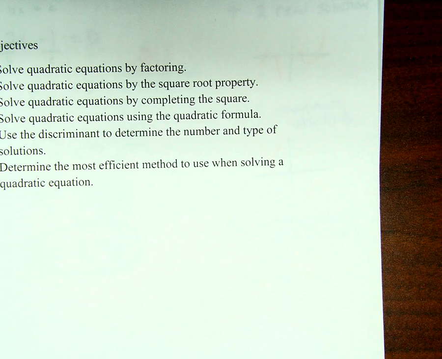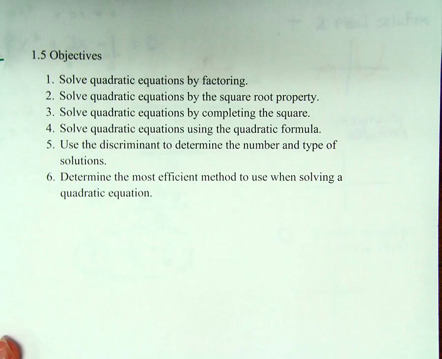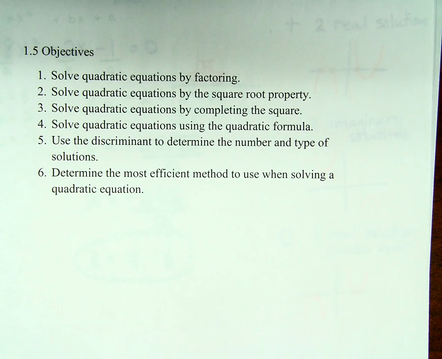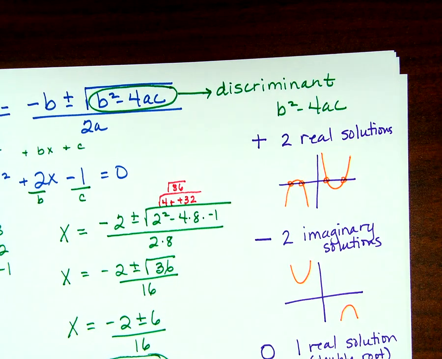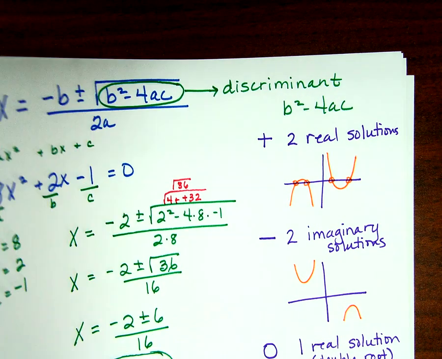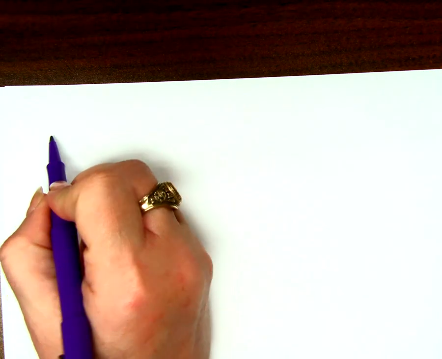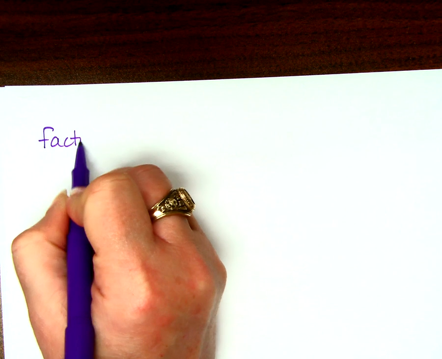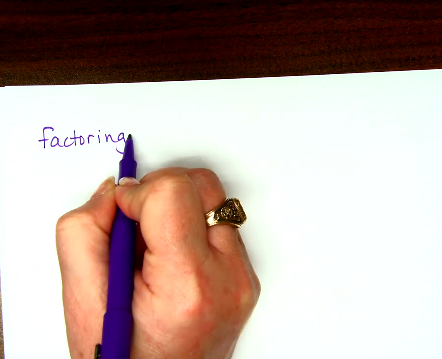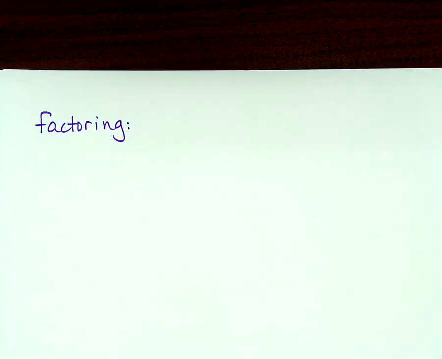All right, so the last objective that we have today for section 1.5 is to determine the most efficient method to use when solving a quadratic equation. So think back to the examples that we've done today. I've got them right here beside me, below this stack of papers, so we might refer back to them if we need to. You guys have your notes in front of you. When do you think factoring would be the best course of action to solve a quadratic?